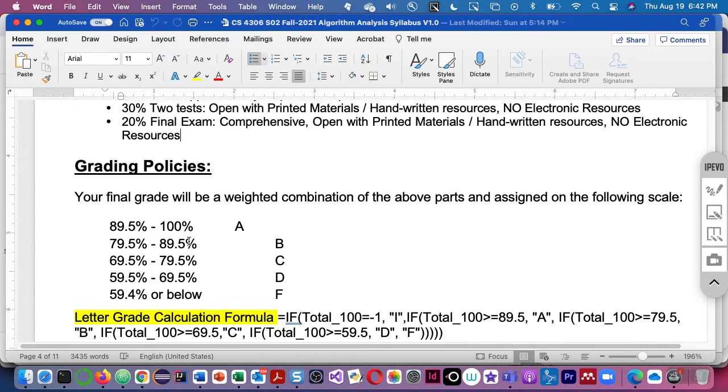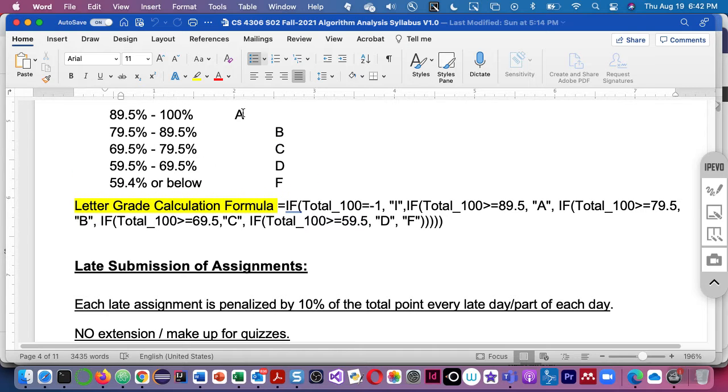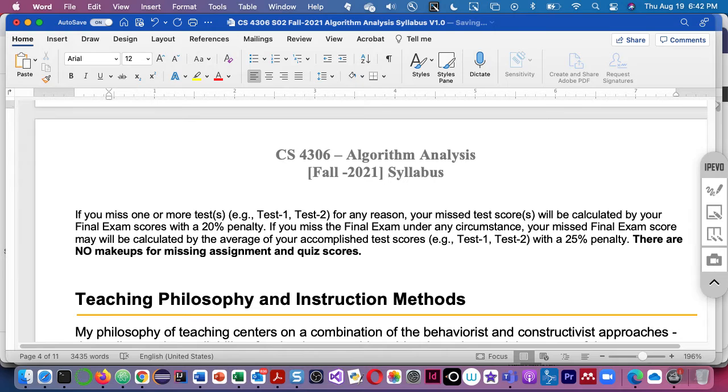Okay, and another thing that maybe I need to update over here: the missing test policy. It is okay that if you miss test 1 and test 2, then your final exam will compensate for that with a 20% penalty. But I was thinking, if you miss the final exam, how would it be covered? So I thought that I would consider test 1 and test 2 with a 20% penalty.